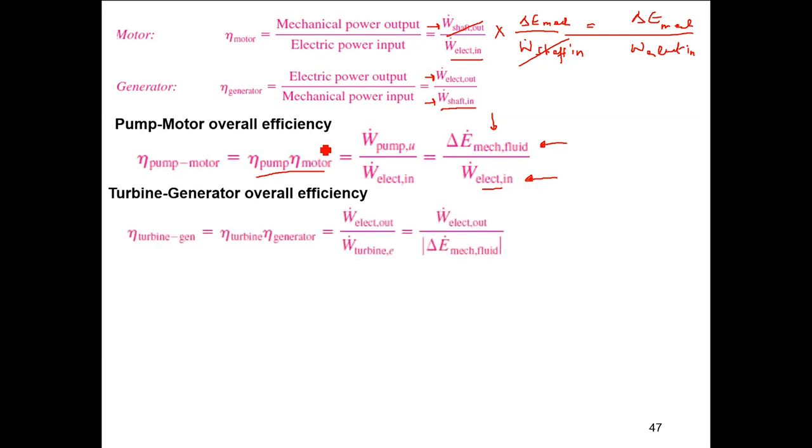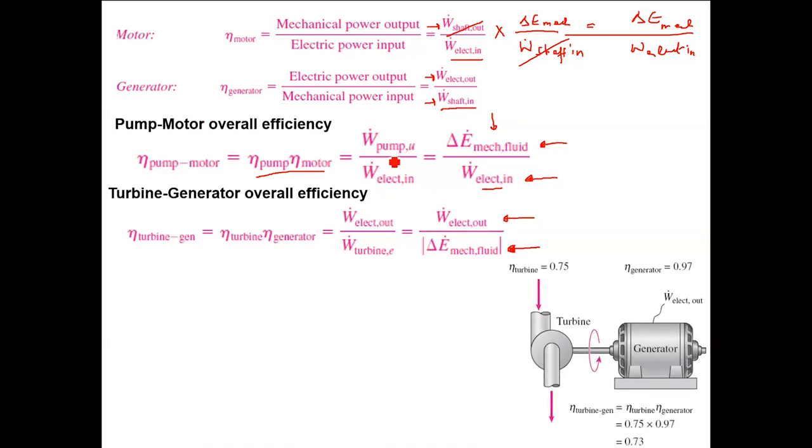Similarly, if you have a turbine generator, what you'll have would be exactly opposite. Electrical work output would be your desired output, and your input would be the change in mechanical energy of the fluid. The change in mechanical energy of the fluid would give you the input to the turbine, and electrical work output would be the output that is desired from the turbine generator combination. The shaft work, which are common in generator and turbine, would essentially cancel out in the couple. Clear enough? I hope it is clear. Yes, sir. Right. All right. The efficiency of turbine is, let's say, 0.75, and the efficiency of generator is 0.97. So the overall efficiency of the system would be the product of the two, which is 0.73.